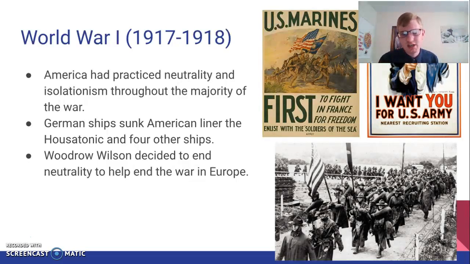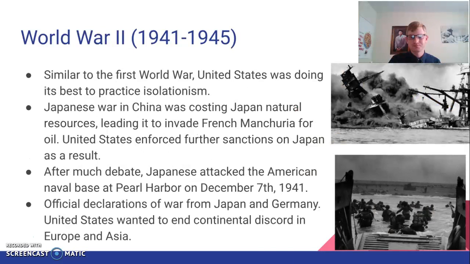Of course, this changed when German ships sunk the American liner, the Housatonic, and 4 other ships, and President Woodrow Wilson decided to end that neutrality to help end the war in Europe.